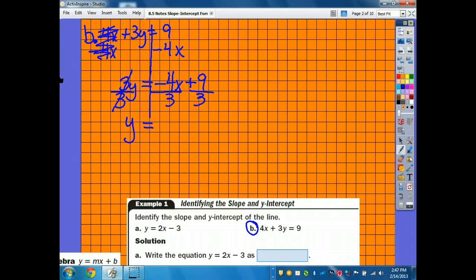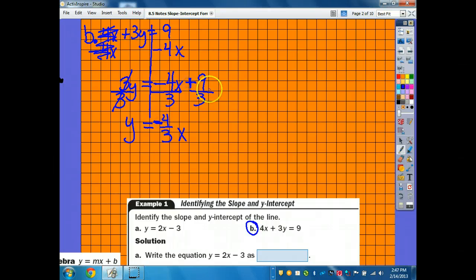Y equals, what do I do here? Here's my x term, but what's with my x? A negative 4 over 3. Should I turn that into 1.3 repeating? No, just leave it. It's a simplified fraction. Just leave it as a negative 4/3. Now the negative can be with the 4 or it can be with the 3 or just in the middle. Right now I'm just putting it with the numerator.